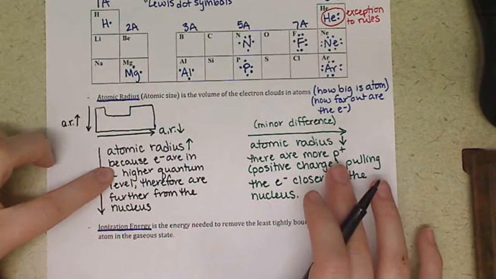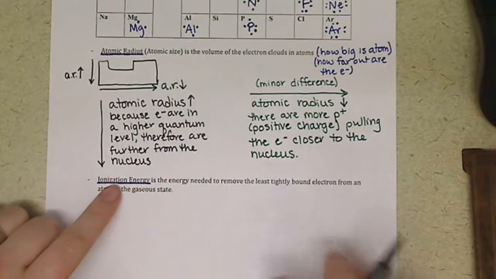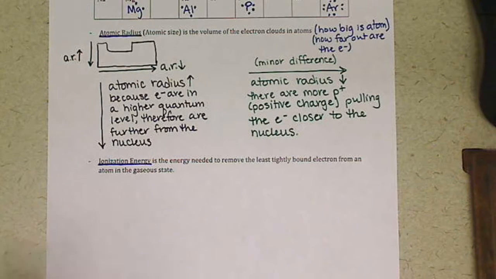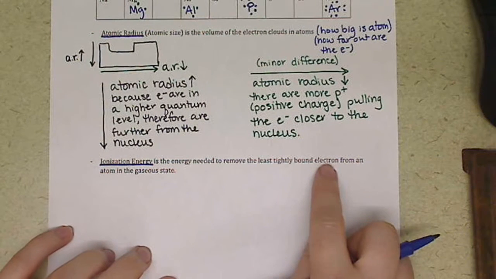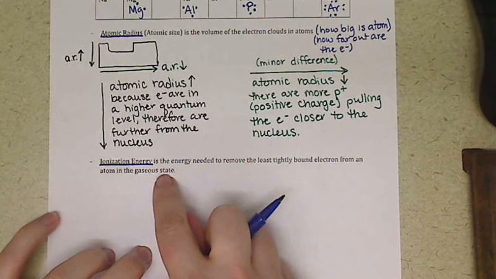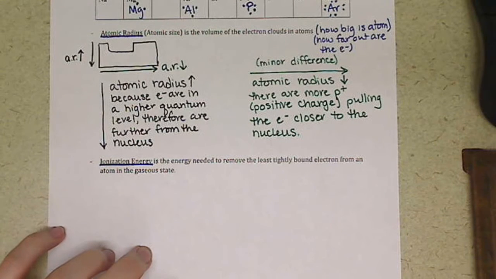Understanding these is very important because that's going to relate to our ionization energy. The ionization energy is the energy needed to remove the least tightly bound electron from an atom in the gaseous phase. Okay, again, some fancy words. So it's the energy needed to remove the least tightly bound electron, the electron that's furthest away from the nucleus, from an atom in the gaseous state. This gaseous state portion is just a technicality. It's there for the definition. Don't worry about it.